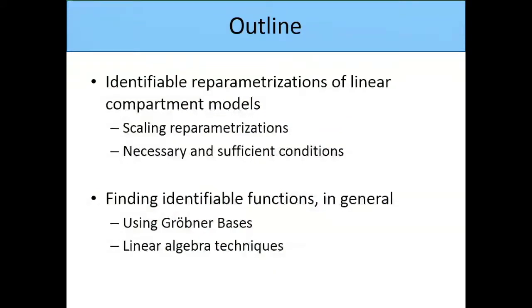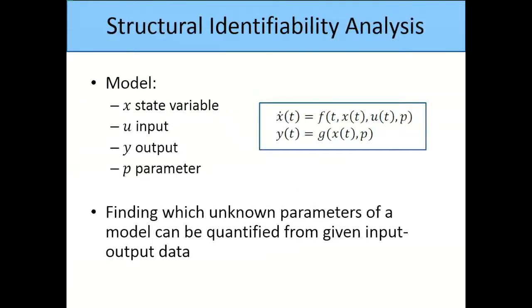Okay. So I'm going to be talking first about identifiable reparametrizations of what are called linear compartment models, and we'll talk about scaling reparametrizations, and we'll give some necessary and sufficient conditions. And then later in the talk, I'm going to be talking about this problem in a bit more generality, and talking about this idea of finding identifiable functions in general. And I'll talk about some heuristic approaches to doing this, so using Gröbner bases and also using some linear algebra techniques. Okay, so that's the plan.